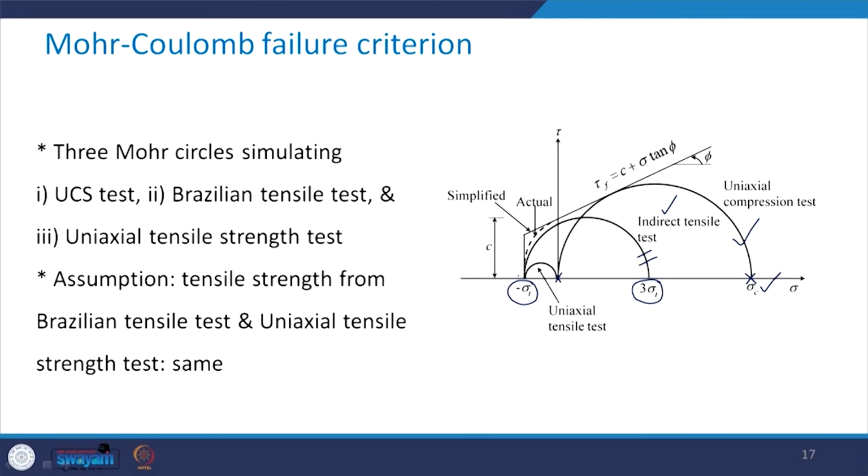Then the third circle is the representation of the state of stress in uniaxial tensile test, which is the direct uniaxial tensile strength test, and in that case we have sigma 1 is equal to 0 and sigma 3 as minus sigma t. The assumption which is involved here is that the tensile strength from the Brazilian tensile test and the uniaxial direct tensile strength test are the same. Otherwise, we will not be able to draw this figure.